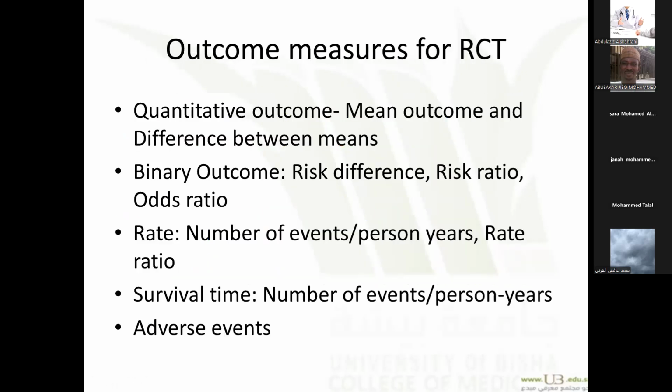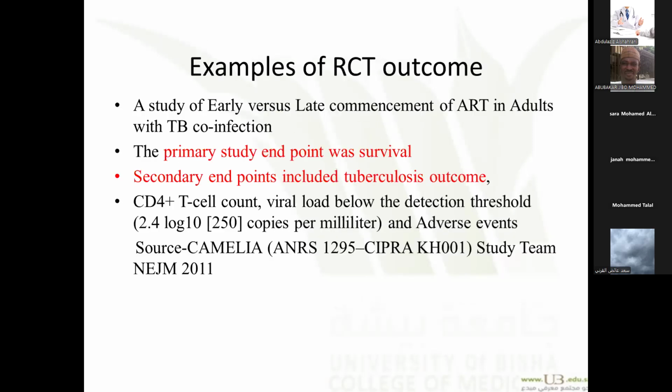The outcome measures for an RCT may be quantitative, which could be the mean outcome or the difference between the means, or binary, in terms of risk difference, risk ratio, odds ratio, or the rates, that is, the number of events per person-years, or the survival time. So these are the outcome measures for an RCT. For an RCT, just know that intention to treat is to minimize bias and to address the issues of loss to follow-up and loss of adherence.